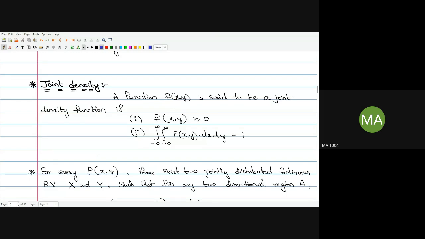So joint density is also a function f(x,y), and this f(x,y) is said to be a joint density function if it satisfies these two conditions. The first condition is this function should always be greater than or equal to 0. Just correlate with the probability density function. There also our f_X(x) should be greater than 0 for all x. In the same way here, our joint density will never be less than 0, as this is representing the joint density function. So all the values should be greater than or equal to 0.